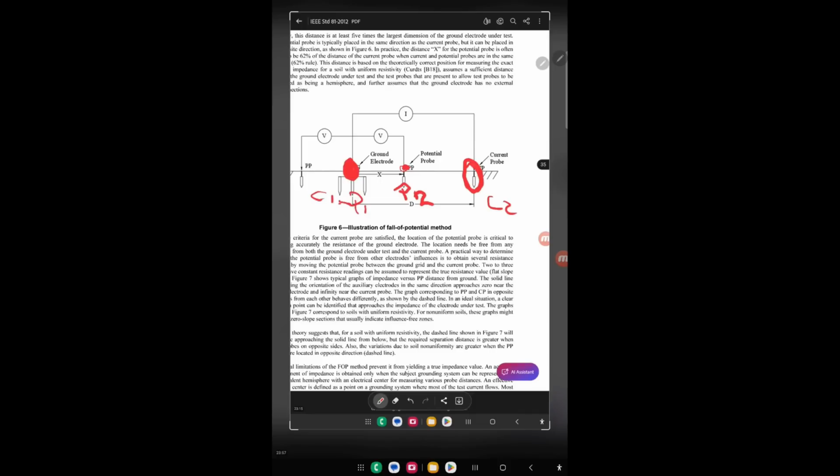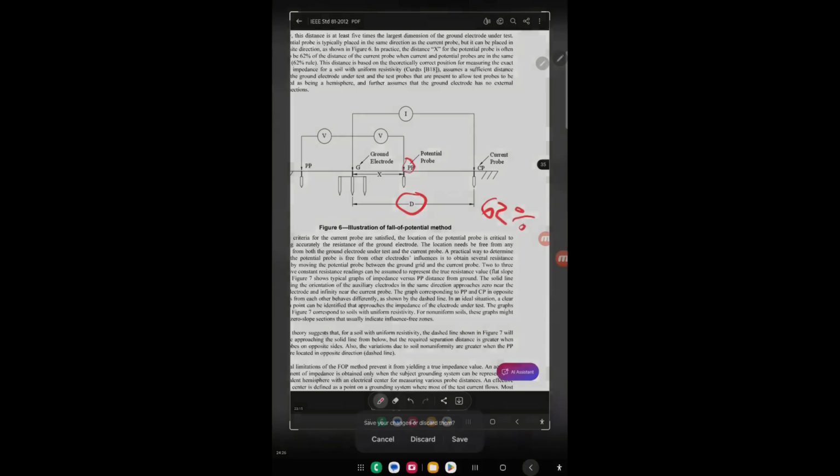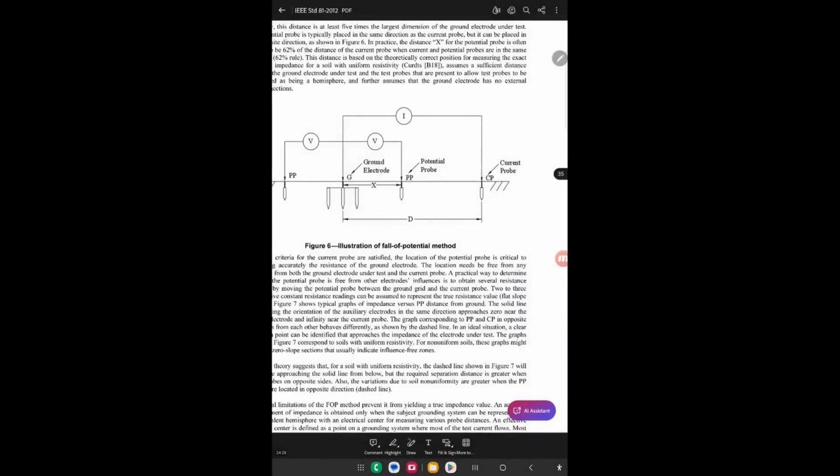Notice that they emphasize a distance D. This distance D is the one that should be remote. And the distance to the voltage pin is the one that should be at 62% of the distance D. Let's see it. Let's see well, I wanted to comment on what I disagree with in this standard.